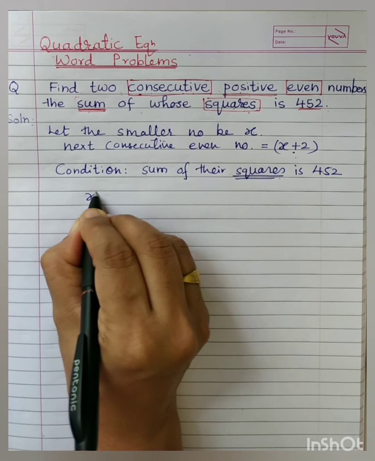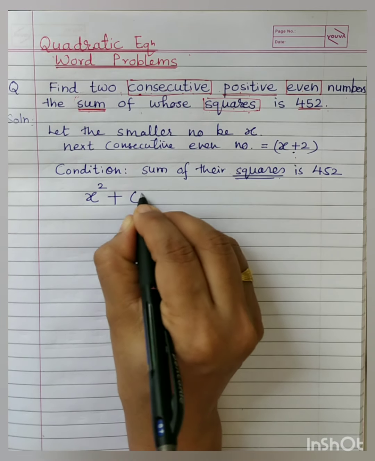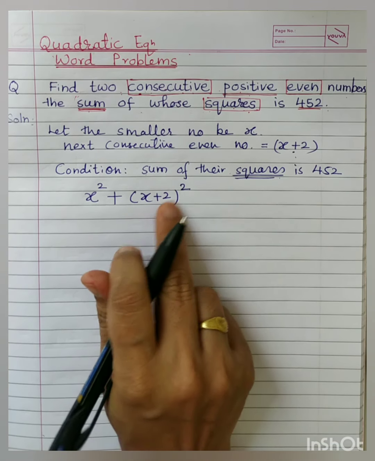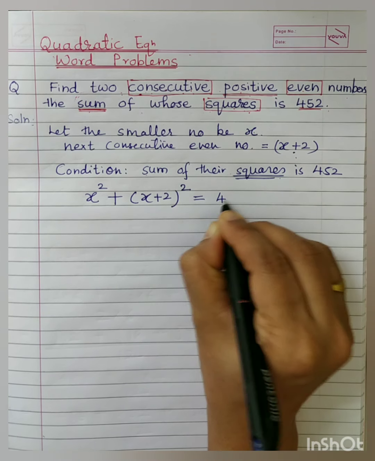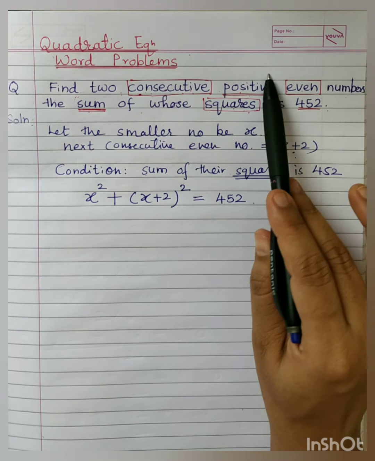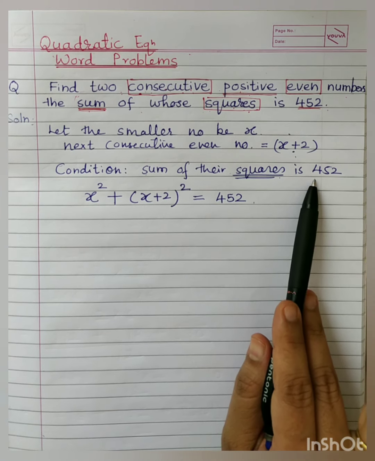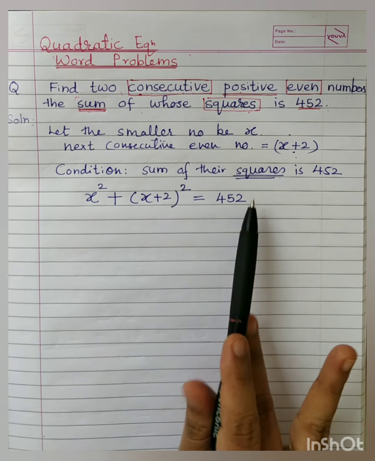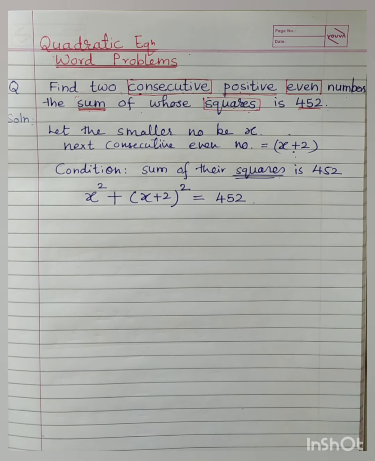So what is the square of the first number? x square, plus sum, second number x plus 2. You must have understood why I am putting the bracket now. x plus 2 the whole square. Sum of their squares is equal to 452. Clear, children? Reading the question, assuming the variables and putting them very properly, following exactly what the condition given is, will result in a correct equation. All these steps are very important. None of them should go wrong in order to get the correct answer.